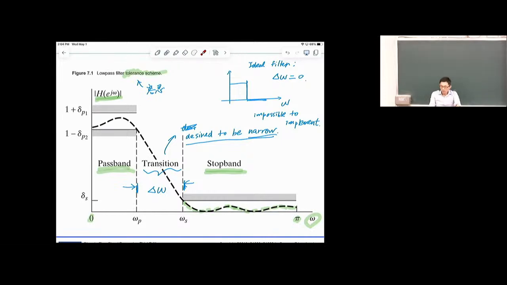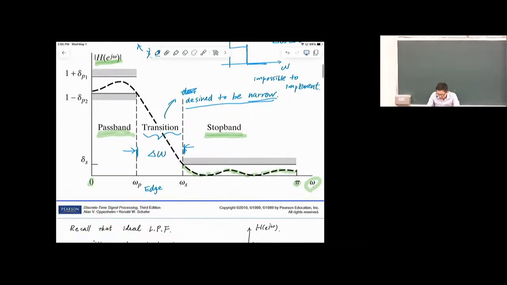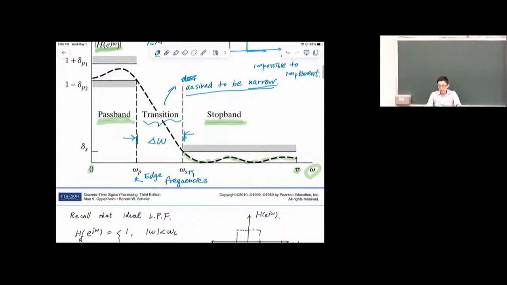But also we have a few additional parameters. For example, the transition happens between the edge of passband and the edge of stop band. So these two frequencies are called the edge frequencies. These two frequencies, the edge of the passband and the edge of the stop band, are denoted as omega p and omega s, right?